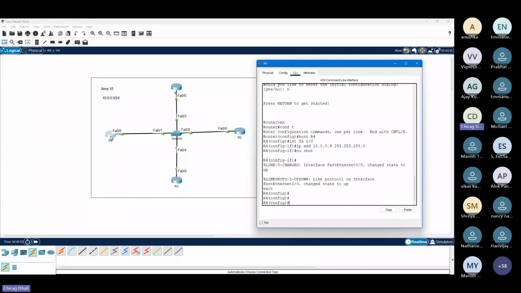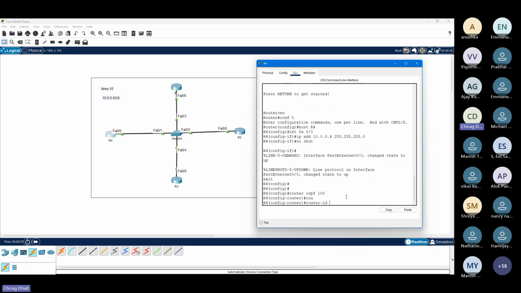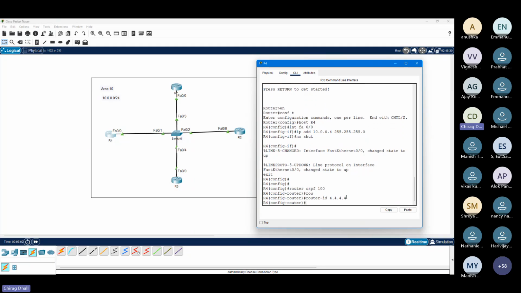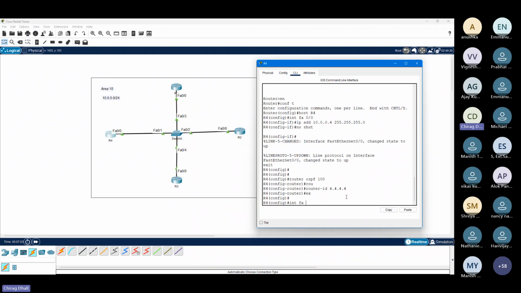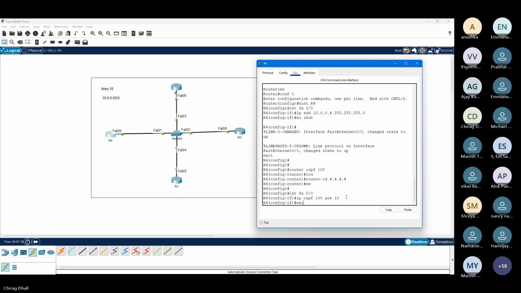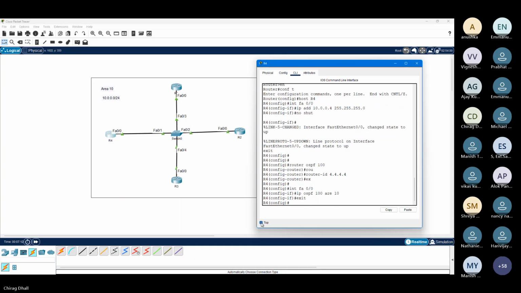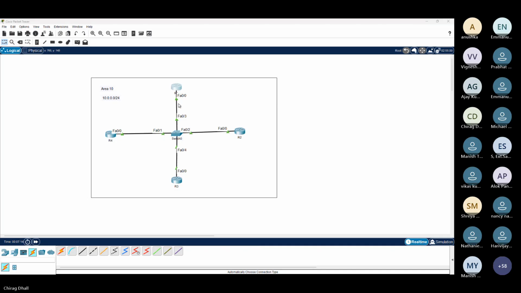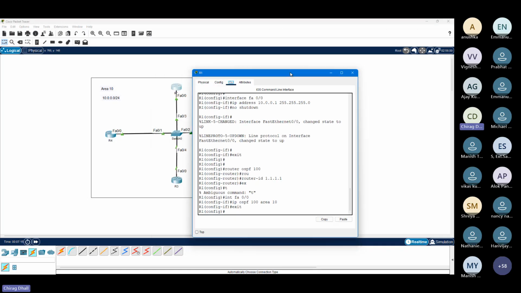And finally, my router number 4. Router OSPF 100. Router ID 4.4.4.4. Interface FA0/0. IP OSPF 100 area 10. Then I'll go and check my router number 1 again.